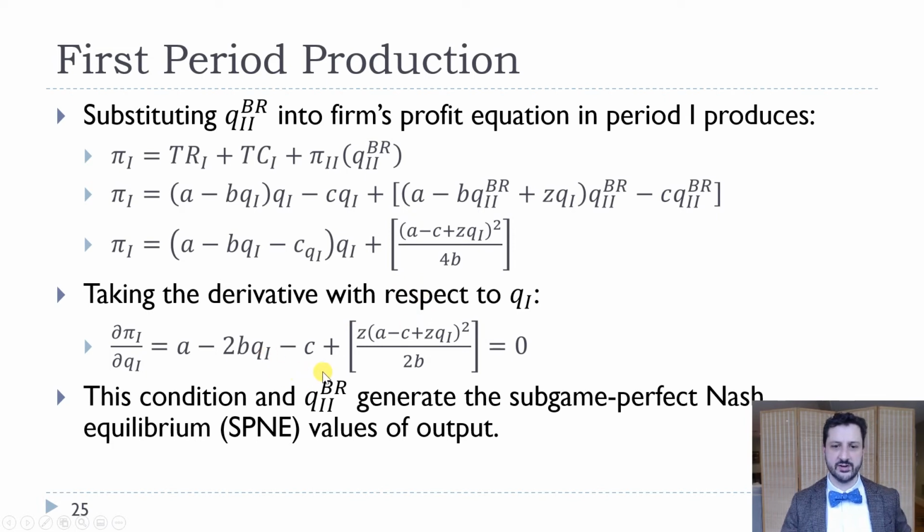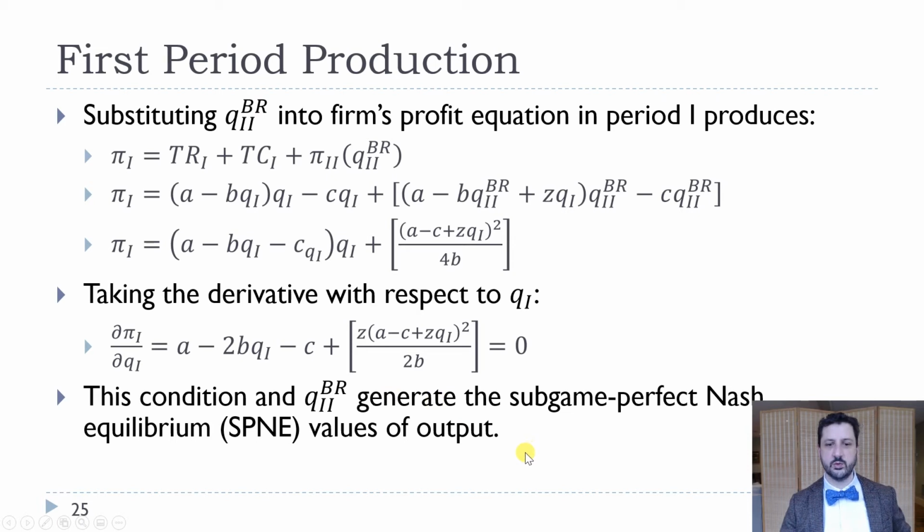And so we take the derivative, we get A minus 2BQ1 minus C, that's our normal amount, plus Z times (A minus C plus ZQ1) squared over 2B. So this derivative is a little bit harder to take. You could figure it out, but just take my word for it here.